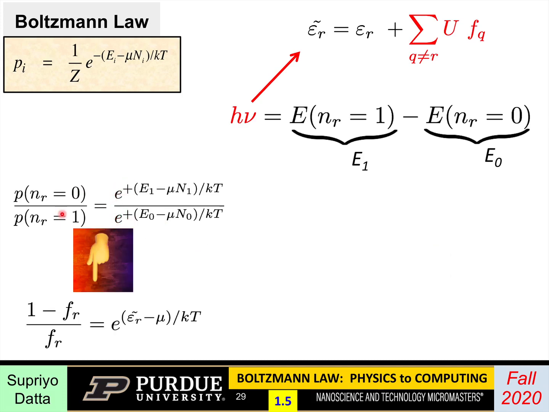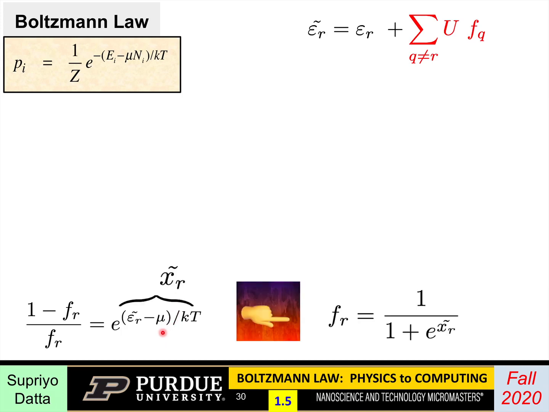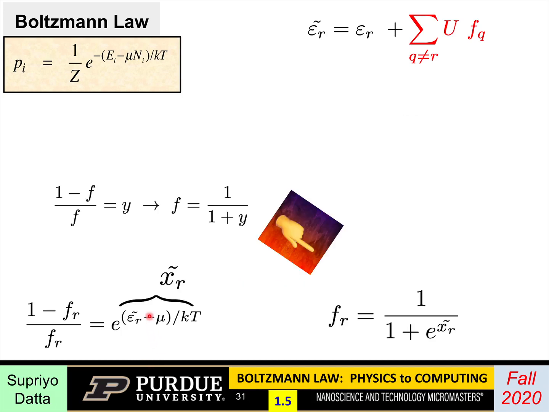Now, of course, the probability it's 1, that's what would be Fr. Probability it's 0, that would be 1 minus Fr. And when you look at this ratio, you see E1 minus E0, that's this tilde epsilon, that's the interacting energy level. And N1 minus N0, well, that's 1, because N1 is the number of electrons in one case, N0 is the number of electrons in the other case, and they basically differ by 1 electron. So N1 minus N0 is just 1. So you get this.